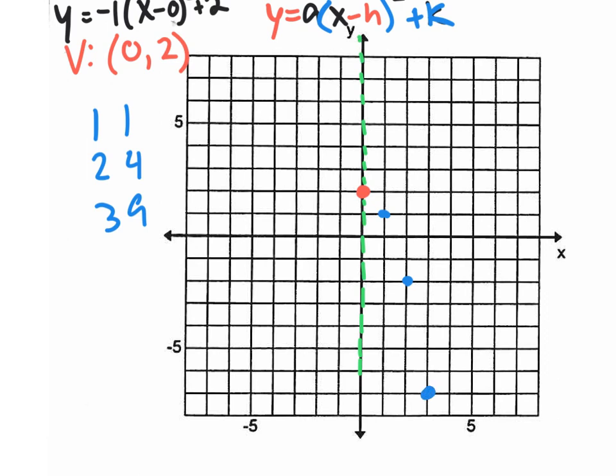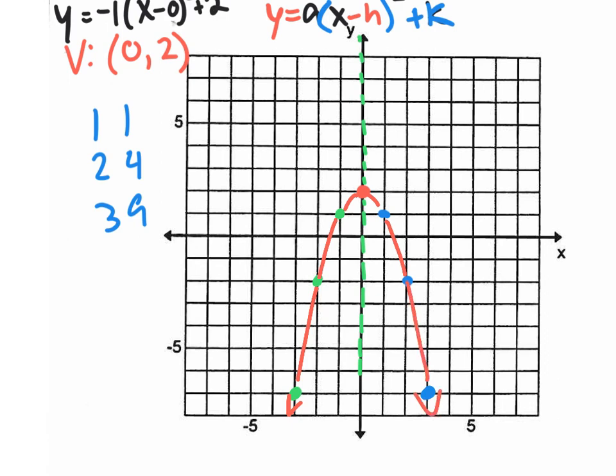If you count carefully, you'll get there. If you don't, you might go off the graph. And then map those coordinates over to the other side. Boom, boom, boom. Connect the dots. We have our parabola that opens down with the pattern 1, 1, 2, 4, 3, 9. Or you could have used a table if you wanted to.